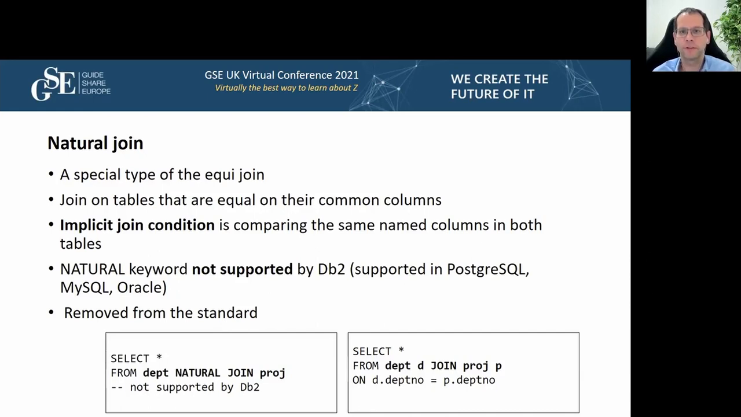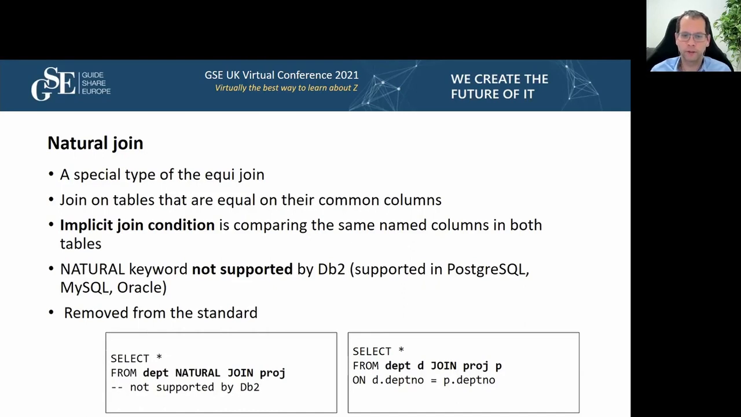And the point here is that natural join provides you an implicit join condition, comparing the same named columns in both tables, which is kind of confusing because then you need to know the names of the columns. If you look at the bottom on the left hand, you see the natural join syntax. So there was really a keyword, natural join. Now I'm doing a natural join of department and project.